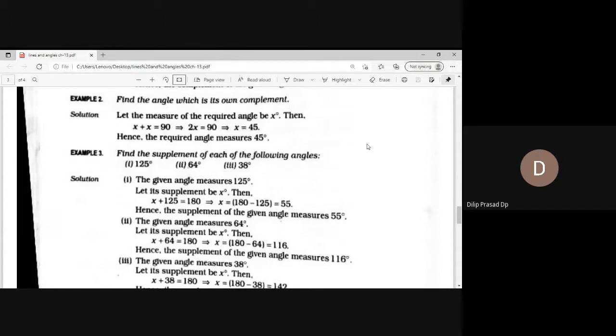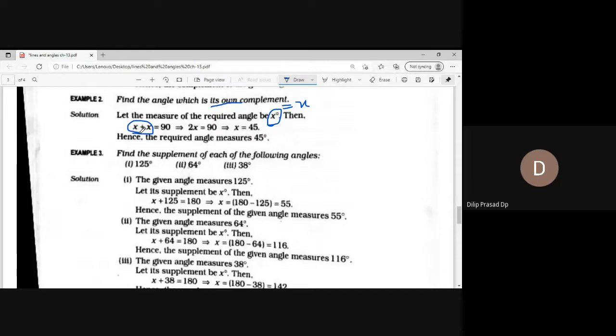So how will we find it? Here it is written, its own complement, which means the two complement angles are similar. So how to find that angle? I have to take one angle as x, and another angle also x, because it has written its own complement, meaning the two angles are similar. So I have to add these two angles.